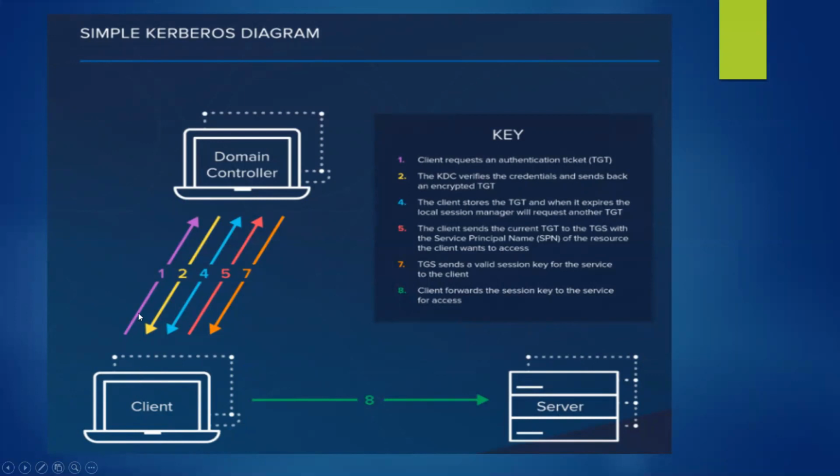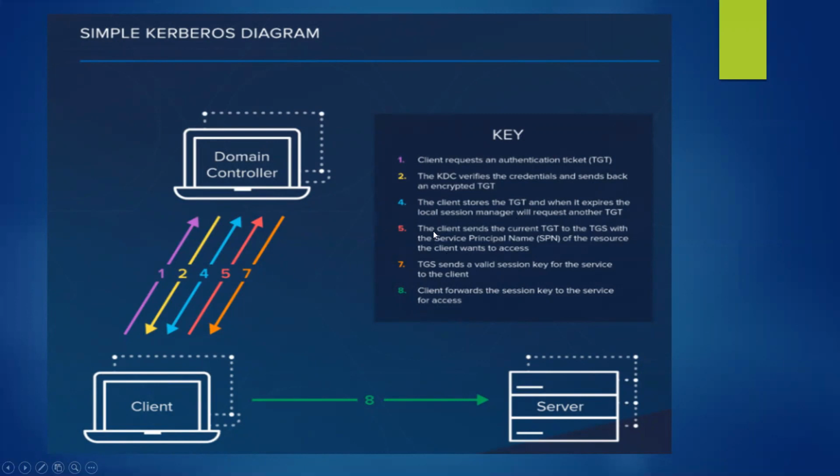So this is how the client works. The client, first of all, sends a client request for an authentication ticket. Then secondly, as you see here, the KDC verifies the credential and sends back an encrypted ticket, just as I was explaining before. When it sends it back, the client stores a TGT, and when it expires, the local session manager will request another TGT. Just as I was explaining earlier, all these tickets have an expiry date, so if it expired, you need to request another one.